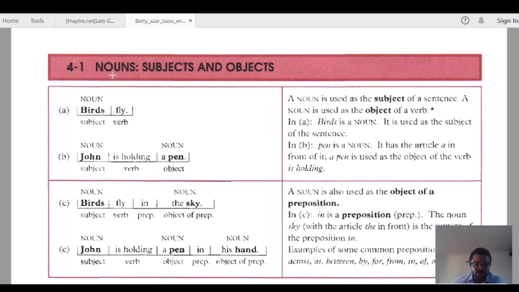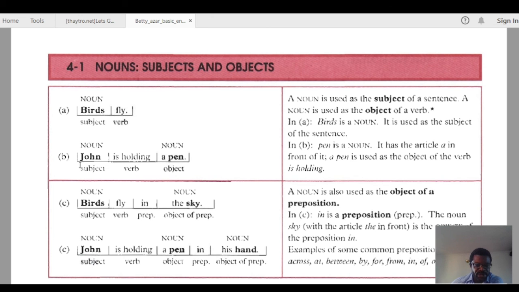So this is what our subject pronoun is, they. They say a noun is used as the subject of a sentence. A noun is used as the object of the verb. So we use the noun as the object of the verb. Okay, let's go take a look.